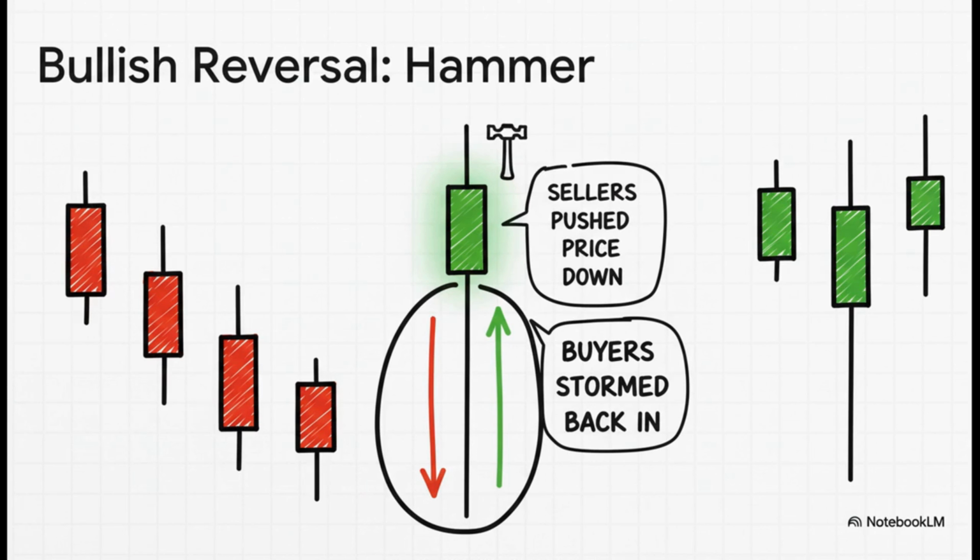It shows that sellers tried to push the price way down, but then, bam, the buyers stormed back in and pushed it all the way back up. It's a huge sign of a potential bottom. And what's really interesting is that the color of the hammer itself, red or green, doesn't really matter that much.